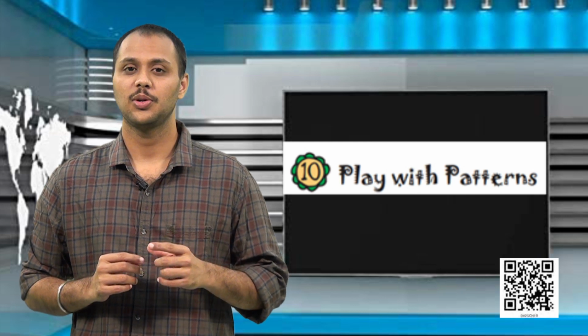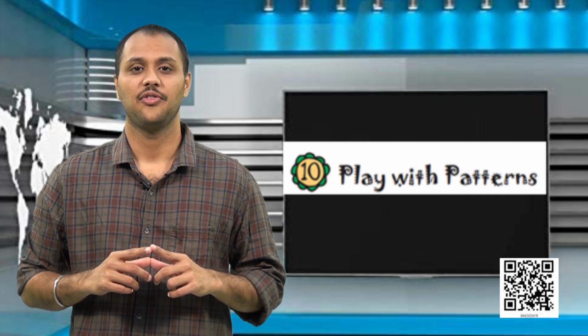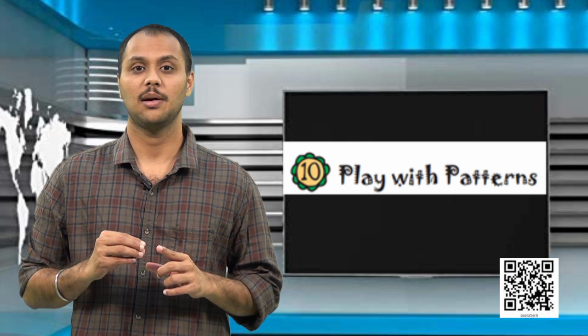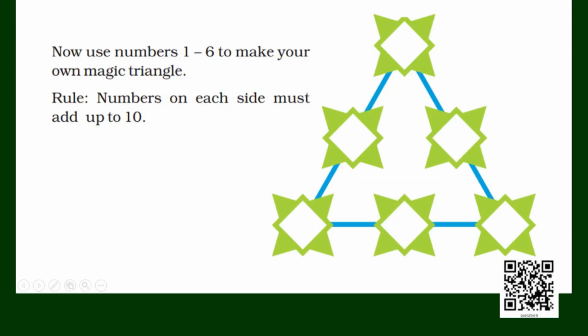Now, we are going to see a magic triangle where we are going to arrange numbers from 1 to 6 to sum up to 10. This is an activity for you. You have to try it yourself. Okay?